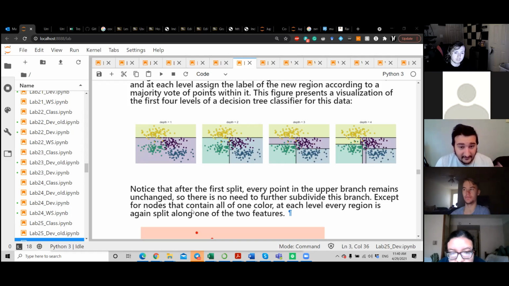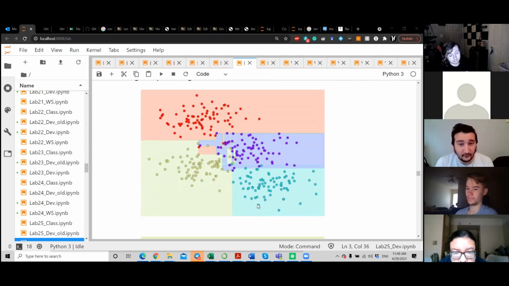Except for nodes that contain all of one color at each level, every region is again split along one of the two features. So we will end up with something like this.